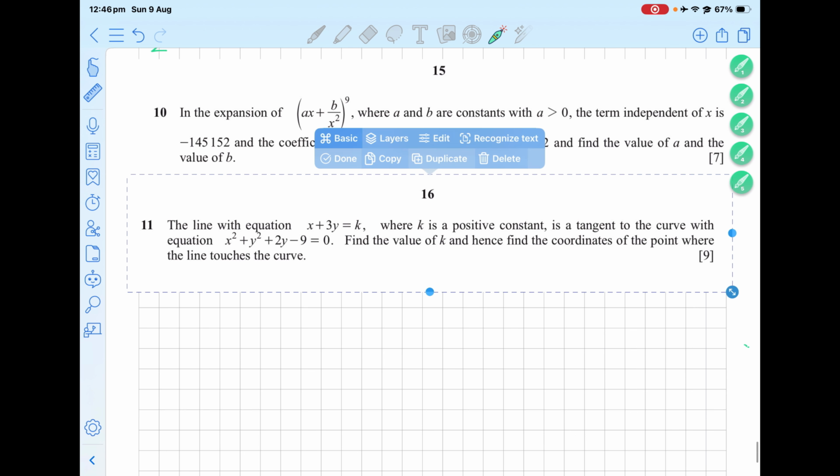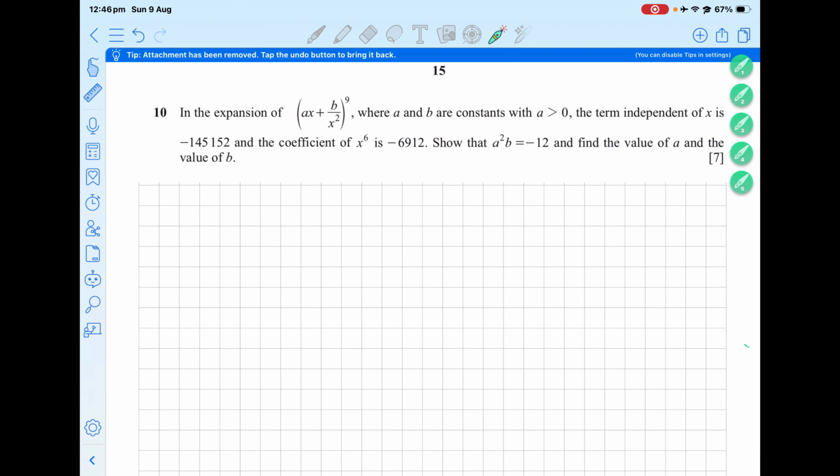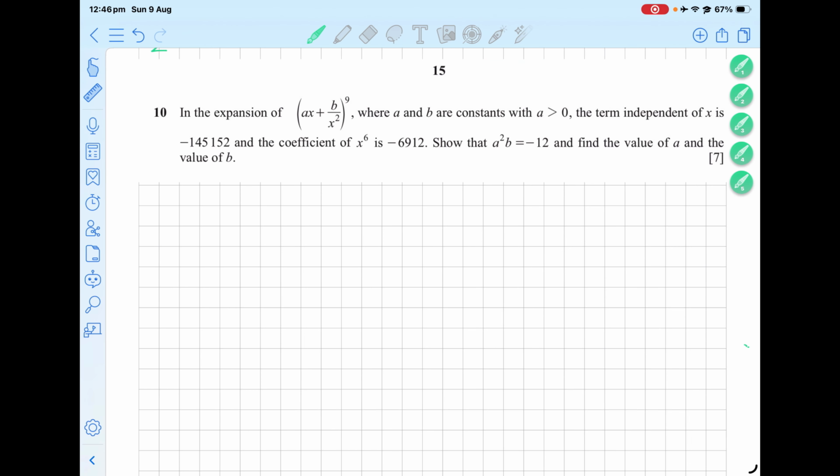Let's move to question 10, so 11, and solve 10 first. In this expansion, where a and b are constants, the term independent of x is this, and the coefficient of x to the power 6 is this. Show that a squared b is minus 12 and find the values of a and b.